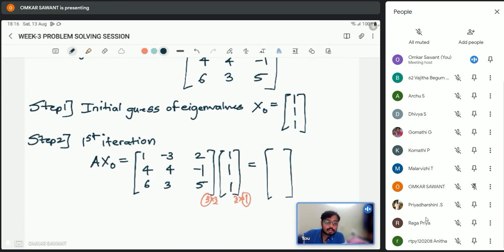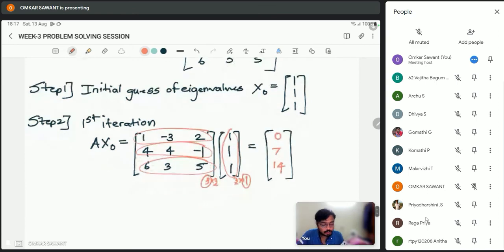You know the product of the matrix, right? We will multiply first row with this. 1 into minus 3 plus 2 is 0. Then second row, 4, 4 minus 1, 8 minus 1, 7, 6, 3, 5. 6 into 1, 3 into 1, 5 into 1. 9 plus 5, 14. Right?